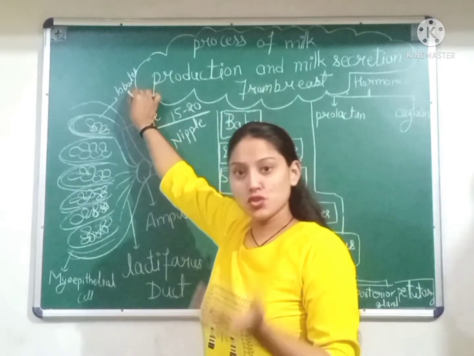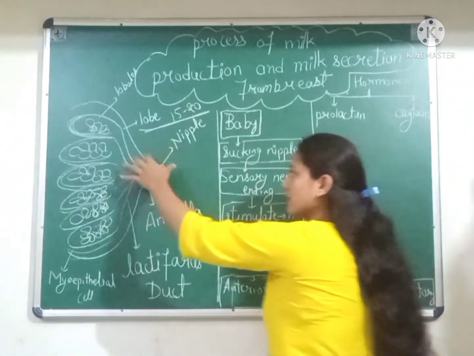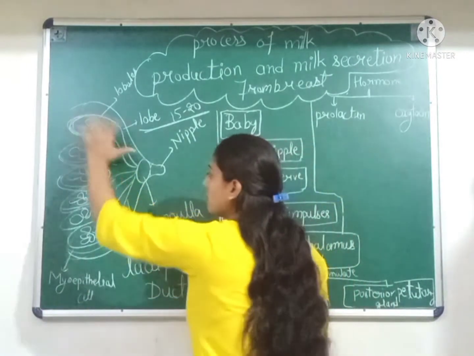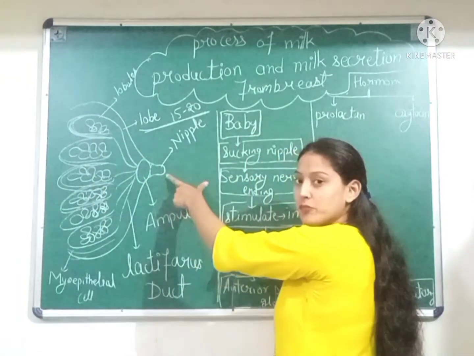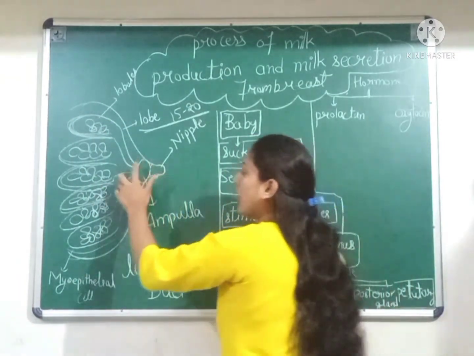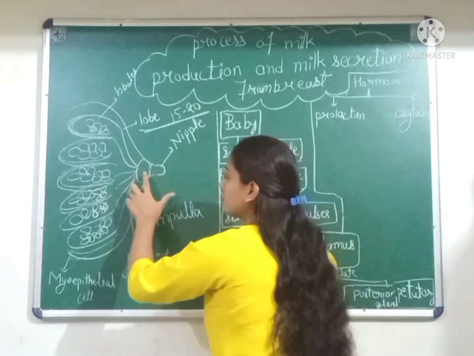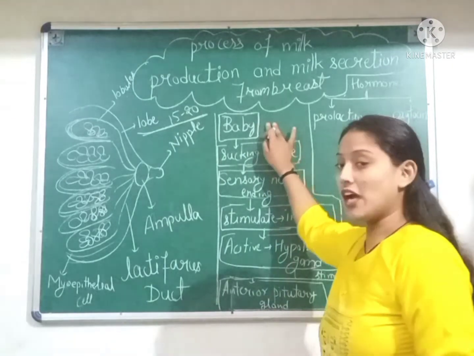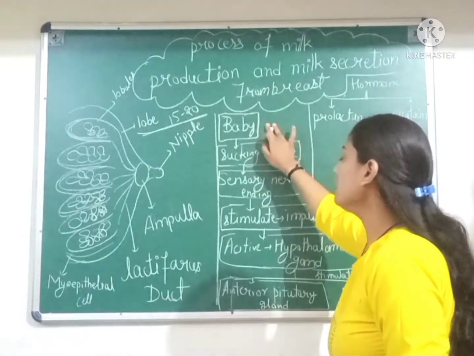and the alveoli too. Another thing we must understand from this diagram: this is the breast area, and the starting portion is the nipple area, and beside the nipple is called the ampulla. Understood? This is the starting portion from the baby's side.